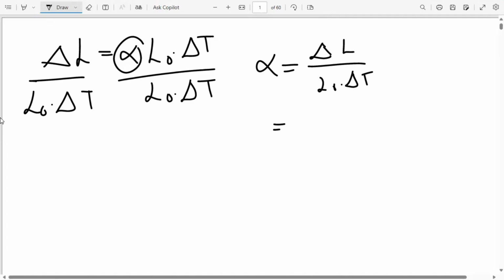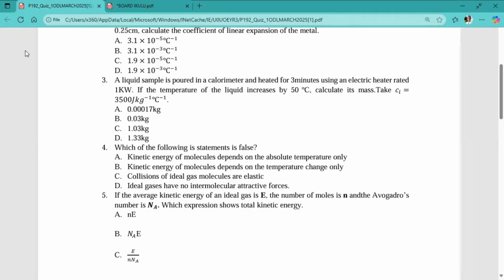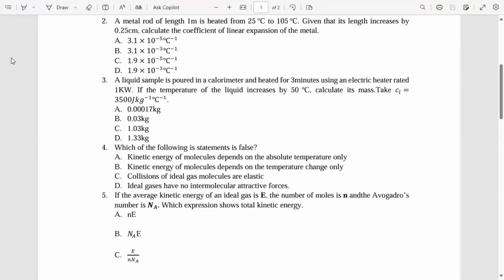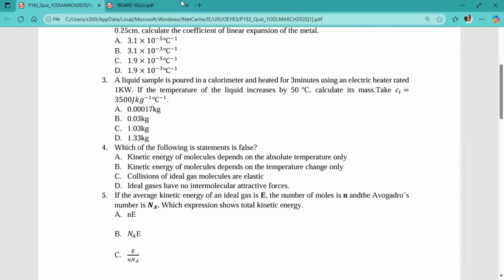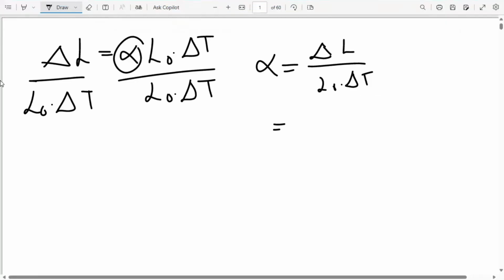This will be equal to what? They've given us the initial length to be 1 meter, and the change in length is 0.25 centimeters. So we're supposed to convert the 0.25 centimeters to meters first. I'll divide by 100, and this gives me 0.0025 meters.